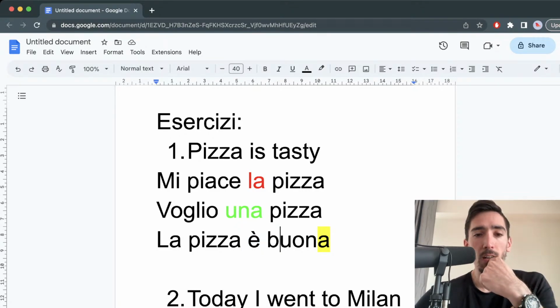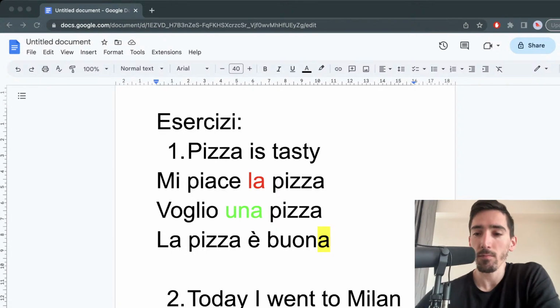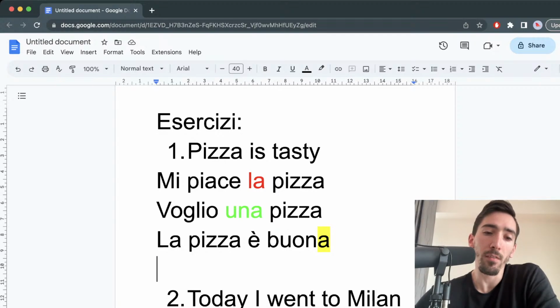Again. La pizza è buona. Esatto. Corretto. Amedeo, la pizza è buona, sì. Mark, buona. Exactly. La pizza è deliziosa. Deliziosa is a great adjective to use. Is a little bit different than buona.